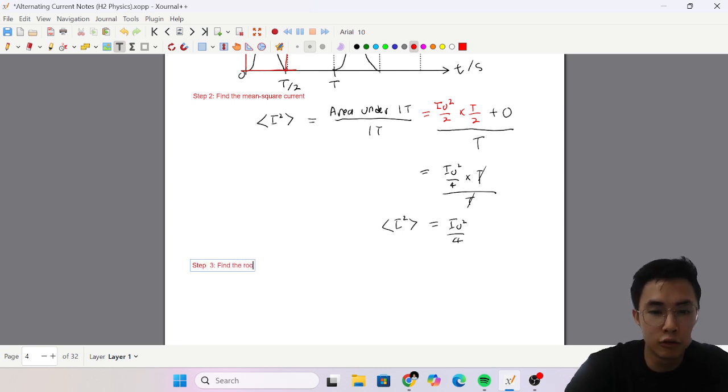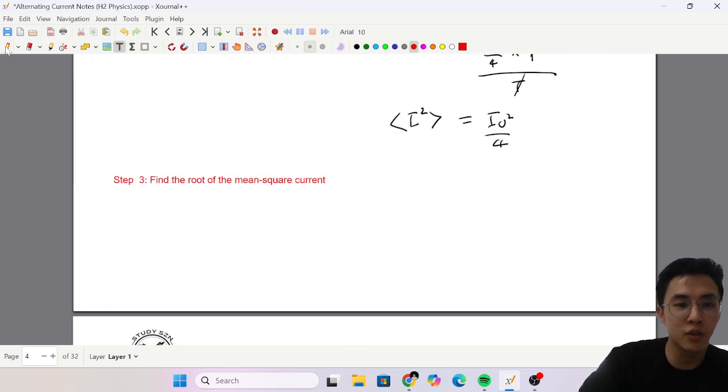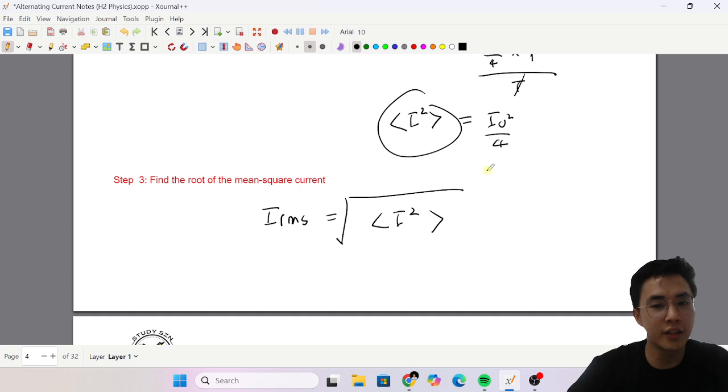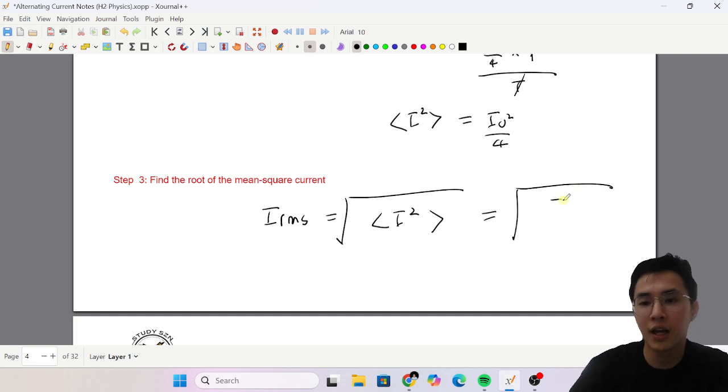Find the root of the mean square current. Okay, so this is it. IRMS is just the square root of this. Right? And you got this already, right, just now? So it's just the square root of I naught squared over 4. And ta-da, you get I naught over 2.